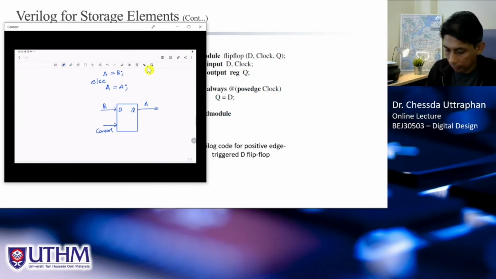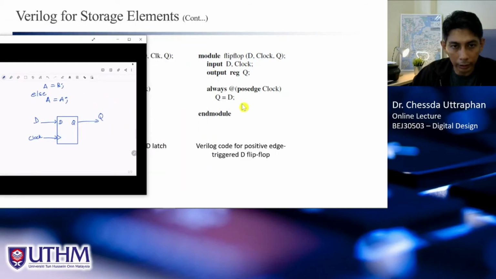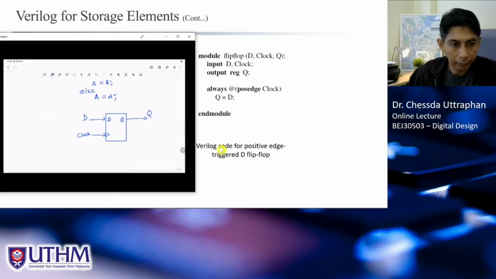So in this case, you will have positive h, which is the clock, and this is d, this is q, right? So you will have this when you write the code like this. Very easy, very straightforward. So to create the flip-flops in Verilog is easy.